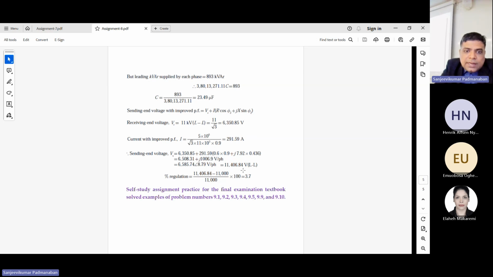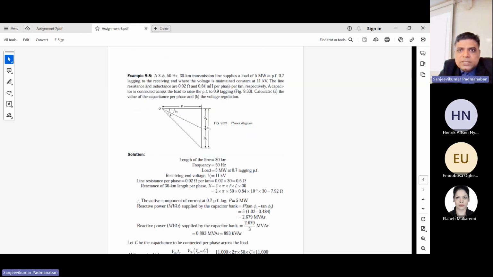Now I want to calculate regulation. How to calculate regulation? Sending end voltage minus receiving end divided by receiving end. So Vs minus Vr divided by Vr. What is the sending end? 11,406.84 minus the receiving end, which is already given in the problem, 11 kV, divided by 11 kV. You get 3.7% voltage regulation. You see the problem, the receiving end is already given in the problem.